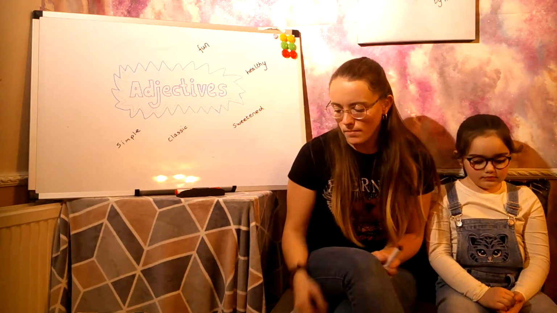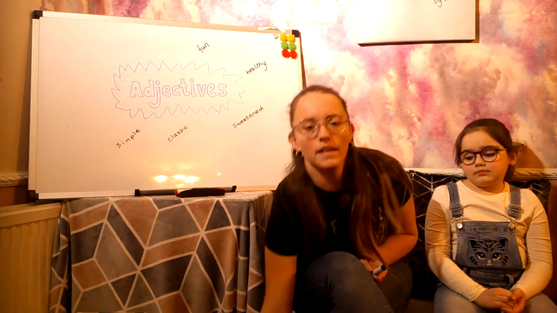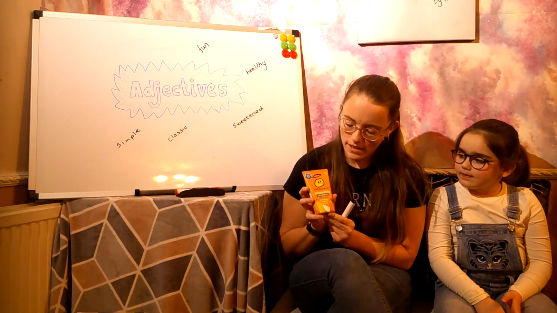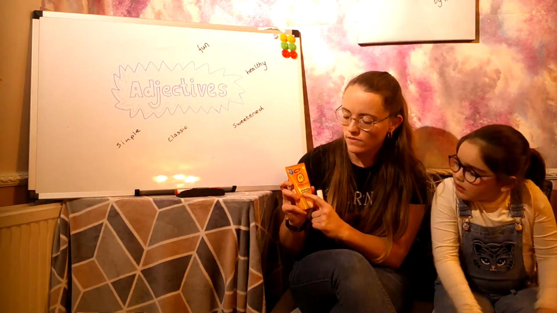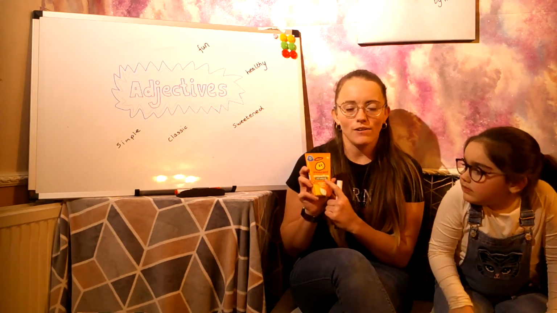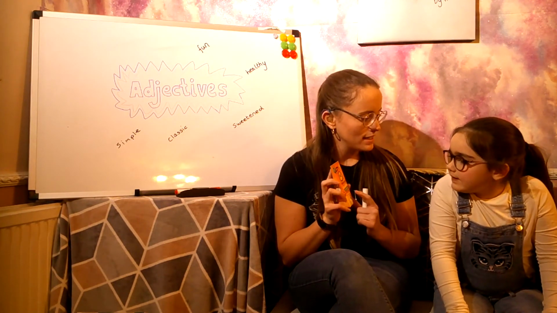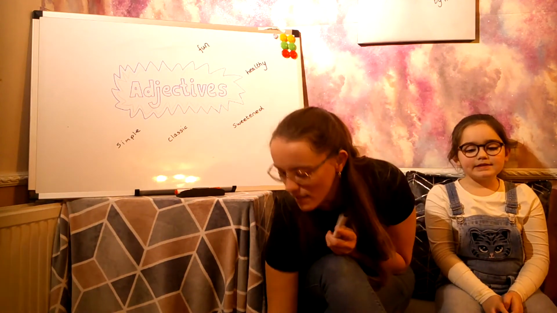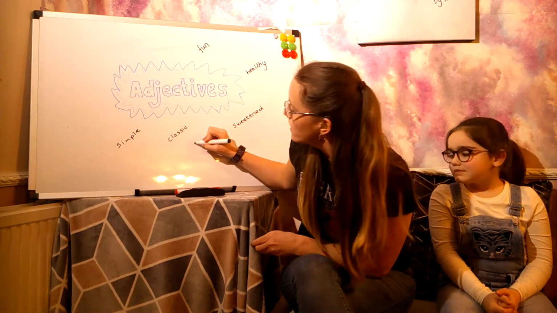Now for my next item. My next item is a smoothie. Here it says smoothie with tasty veg. Our adjective here is tasty. Well done. Our adjective is tasty. Let's write that up here.